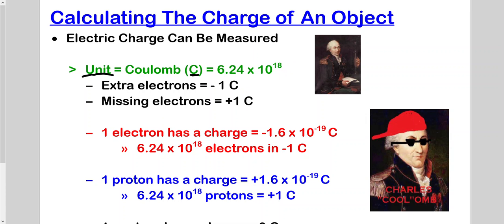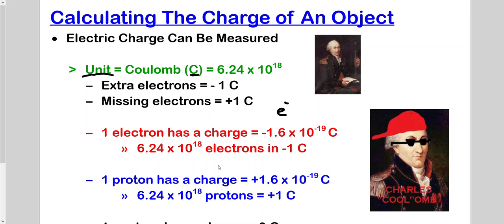So when we have extra electrons, we would say something has a charge of, say, -1 coulombs. Or if it's missing electrons, it would have a charge of +1 coulombs. And so that means we're also going to need to know the charges of individual electrons. Electrons are teeny tiny, so they're going to have a teeny tiny charge. A single electron, just one electron sitting here, has a charge of -1.6 times 10 to the -19th coulombs.